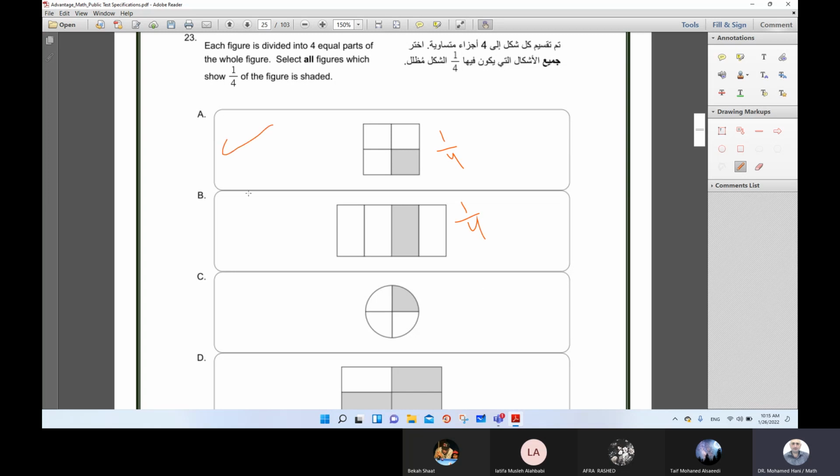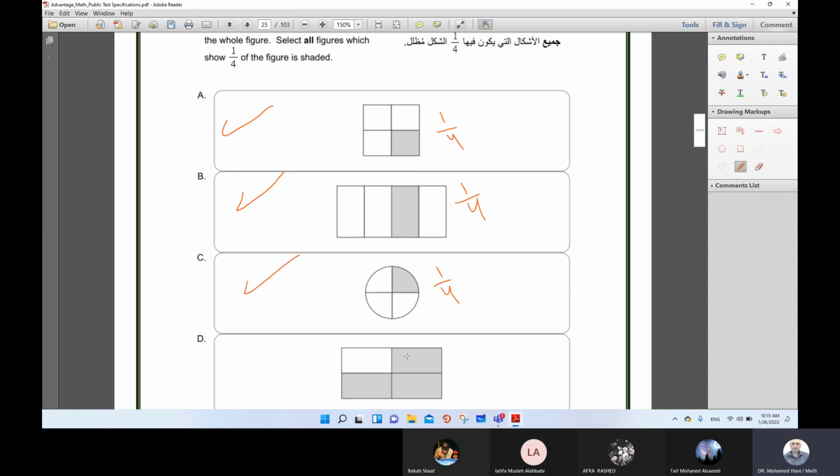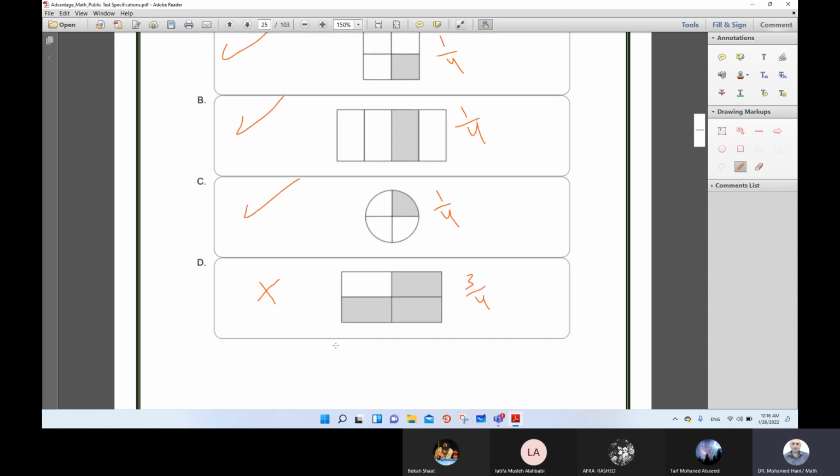So here correct, here correct. And as you see here, we have 4 equal parts, and the first part here shaded. So here 1/4. So this is correct. But in the last part, we have 4 equal parts, but shaded 3 parts. So here we have 3/4. So this is not correct.